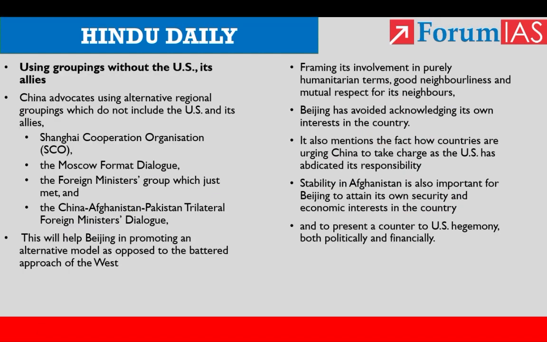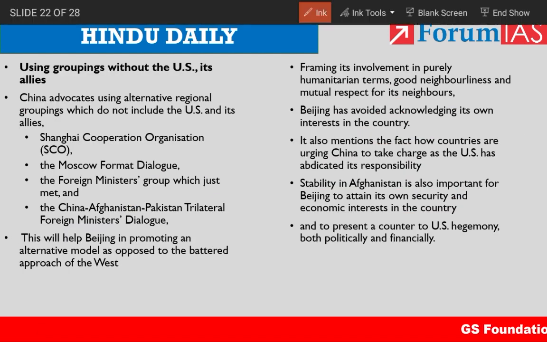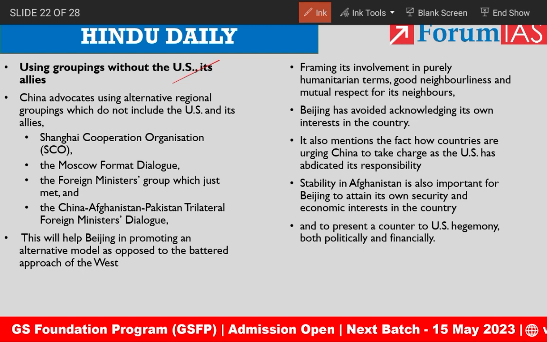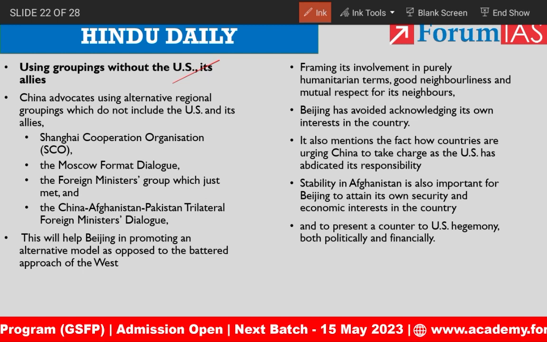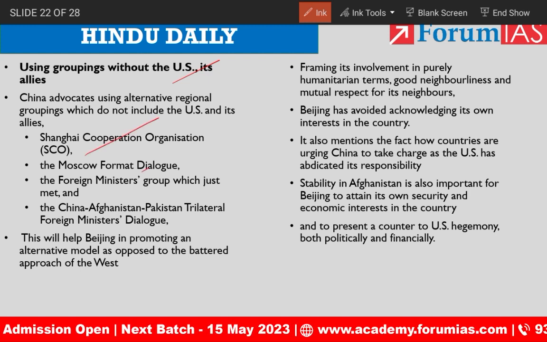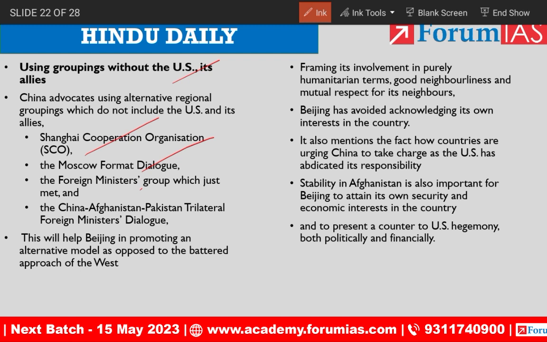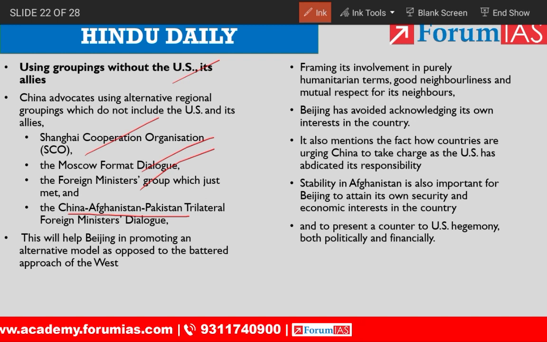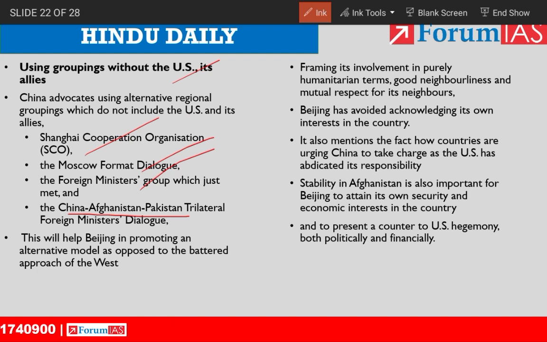Next, what China is telling is very important because they're telling we'll have a grouping to talk about the Afghan issue without the US or its allies or its related groupings. So he's telling no longer will we be in regional groupings that have the US and its allies. We need groupings that are not US-centric. Examples are SCO, Moscow Format Dialogue, Foreign Ministers Group, and the China, Afghanistan, Pakistan trilateral foreign ministers dialogue. In these forums we'll talk about Afghanistan and what we can do for its people. So here China is trying to tell that these will be an alternate model to help Afghanistan. It will not be like the battered approach of the West.